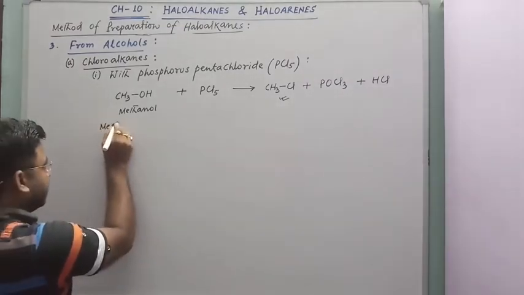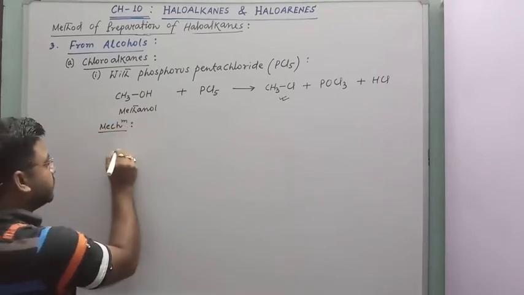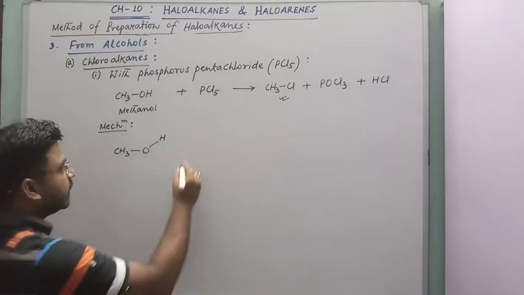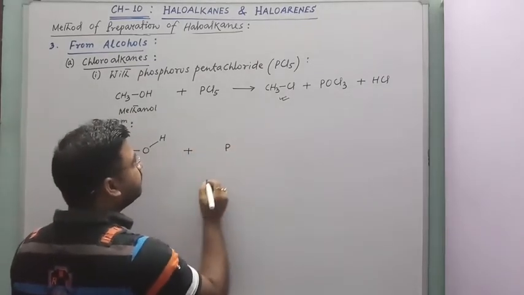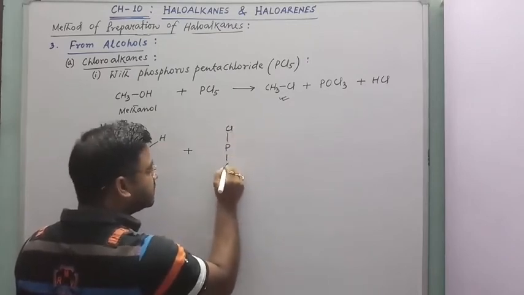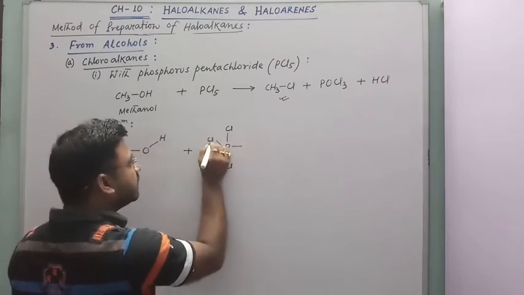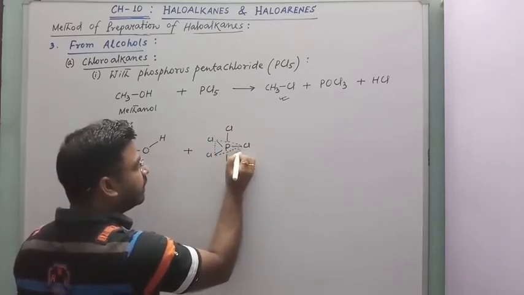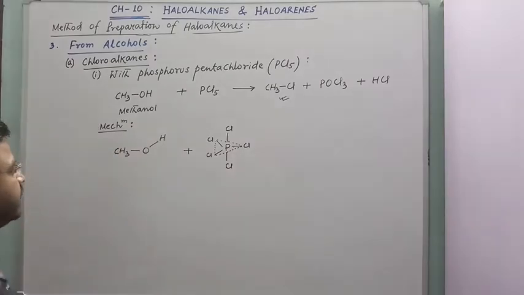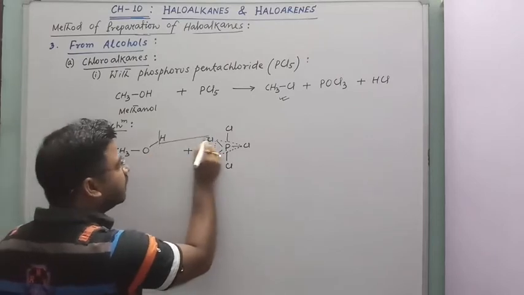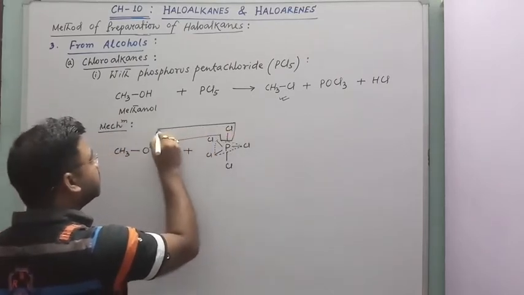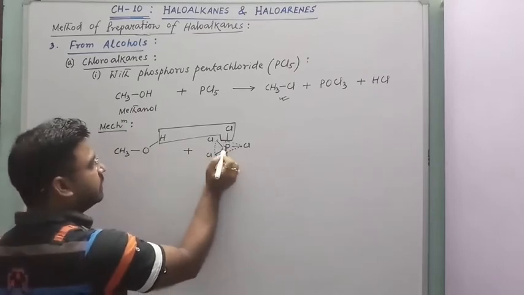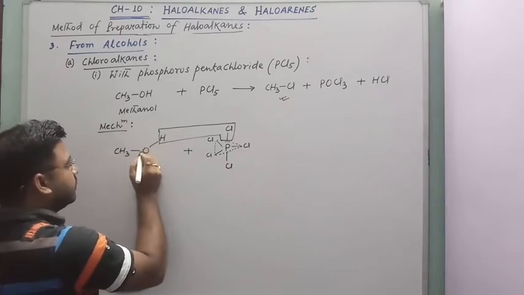The mechanism of this reaction: CH3OH plus PCl5. The structure of PCl5 is trigonal bipyramidal. Here, this hydrogen atom and this chlorine atom leave as H-Cl, HCl. The valency of phosphorus is 5. The valency of oxygen is 2. So this oxygen atom bonds to the phosphorus.